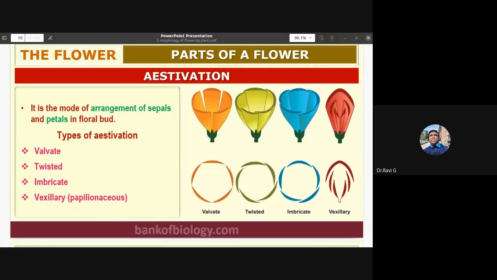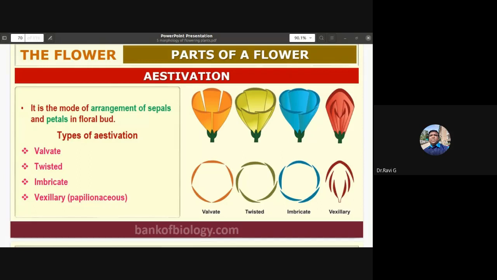When you take a thin section of it and observe, see in this diagram of valvate estivation, you can notice that all the petals are free. The edges of the petals are neither overlapping nor overlapped. So this type of estivation, we call valvate estivation. This can be seen in sepals or petals. Estivation is the arrangement of sepals or petals in the bud condition.